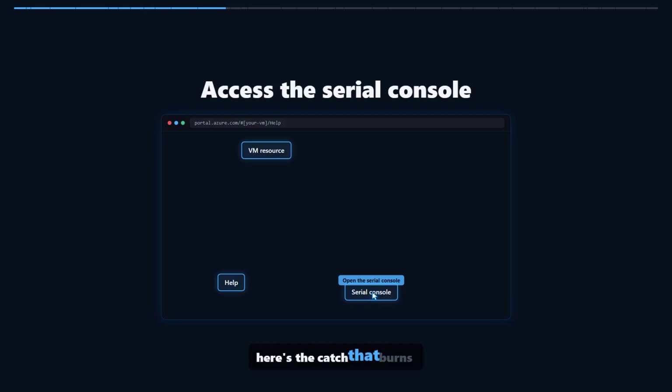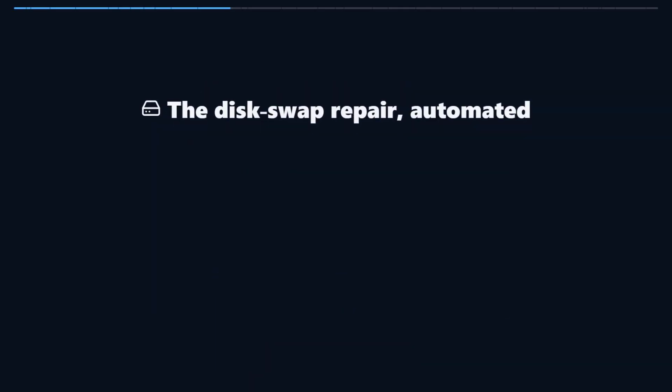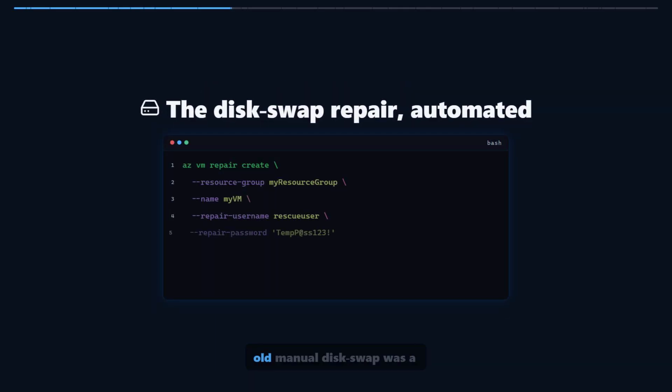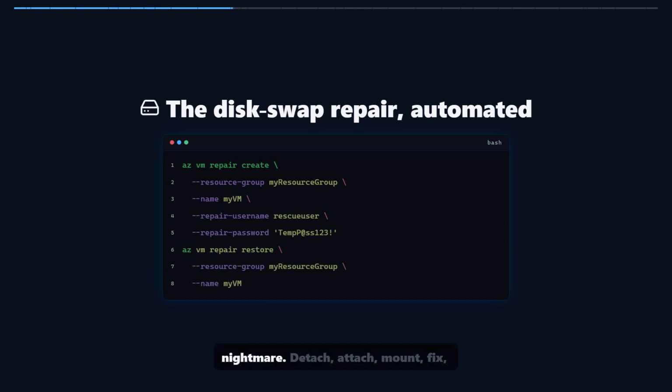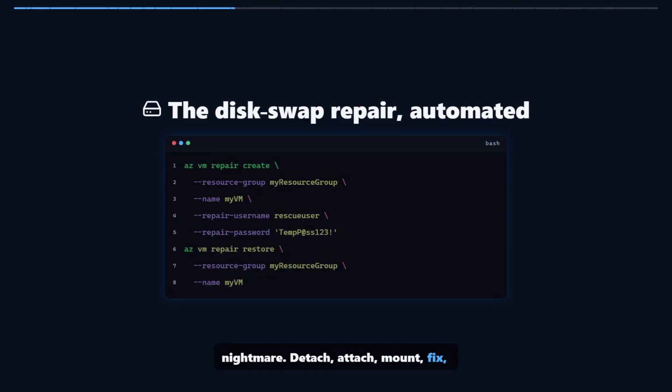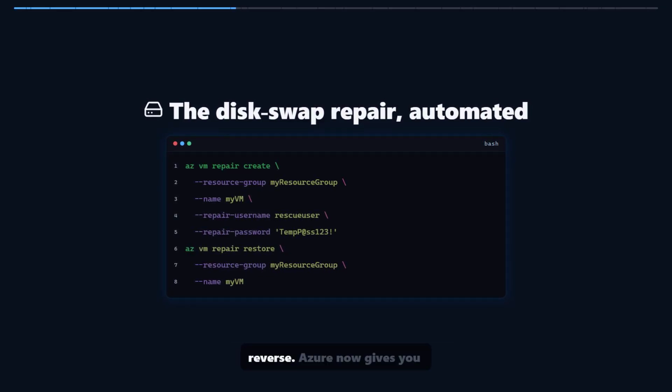And here's the catch that burns teams the most. If you haven't enabled boot diagnostics before a crash, this console is useless, so lock that in now. When you can't fix the VM from the console, the old manual disk swap was a nightmare. Detach, attach, mount, fix, reverse.